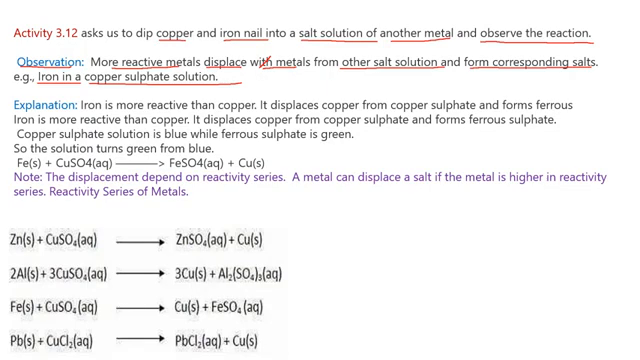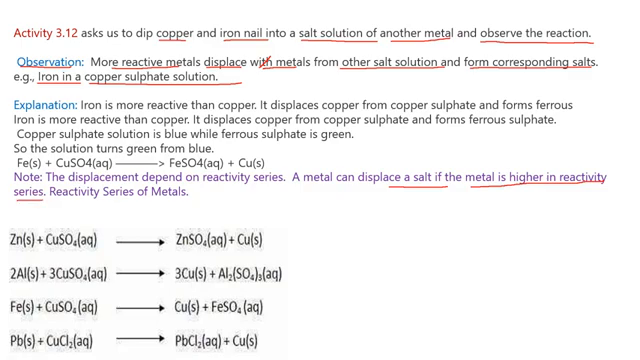So this is the explanation of this reaction, and this type of reaction is known as a displacement reaction. For this displacement reaction, it is very important for you to know the activity series. So a metal displaces a salt if the metal is higher in the reactivity series. Okay, so we will take all the reactions one by one.